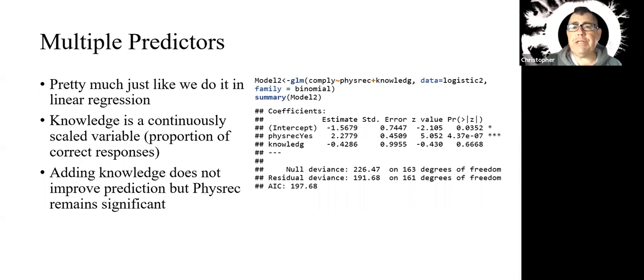Also in this output, we see the null deviance and residual deviance. Again, we saw last time, if we take the difference between those two values, it gives us a test of significance for the entire model. That is, did the variables in the model together significantly predict compliance? We won't take a look at that here, but we'll take a look at that in a more detailed example later on.